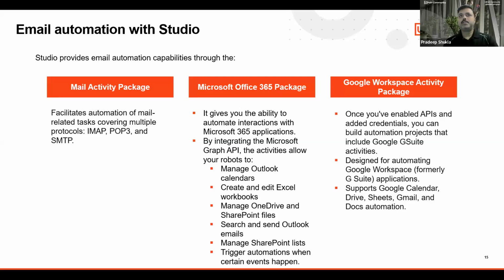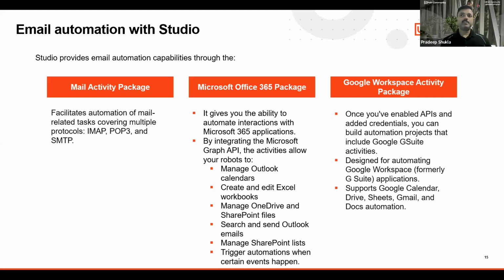All right. So let's quickly go over email automation. There are multiple packages available within Studio for performing email automation. Sending or receiving emails or monitoring your mailbox has become a very common feature and a very standard use case. There are multiple mail activity packages. These packages are all available out of the box within Studio. So you have IMAP, POP3, SMTP. SMTP is for sending emails. IMAP and POP3 are primarily for receiving emails.